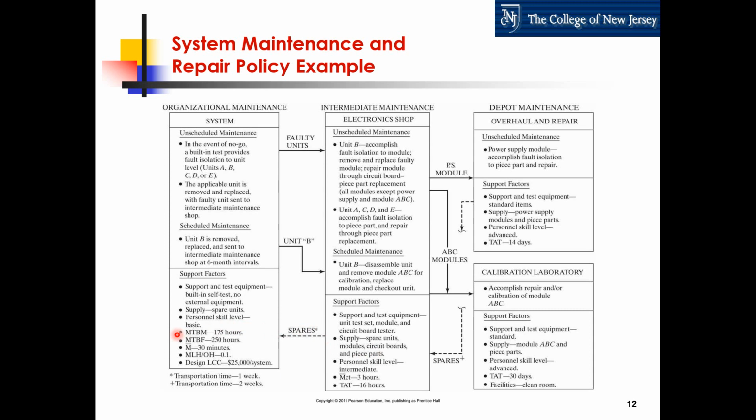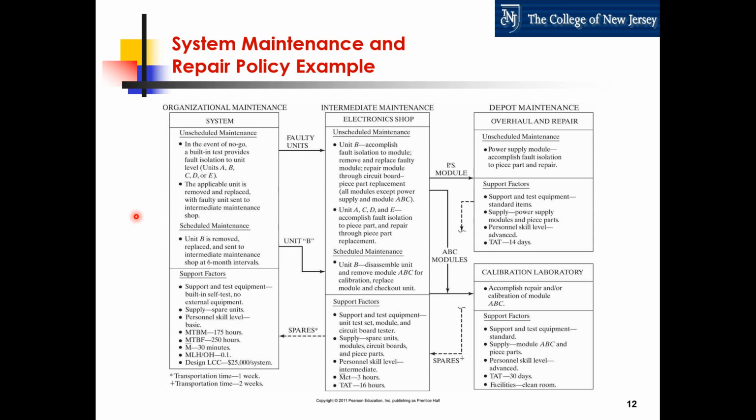Even things like transportation time is specified here. So we can see here transportation time to get from the factory to the intermediate one is 2 weeks. To get from the intermediate to the operational site is 1 week. So all these things are important from a logistics perspective because they may have an implication in the actual design.